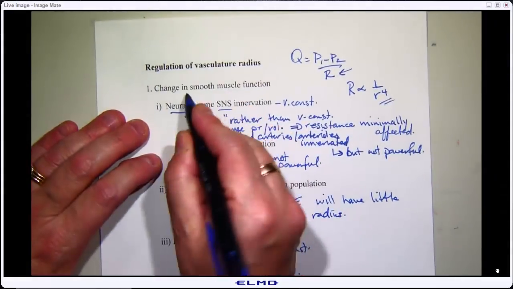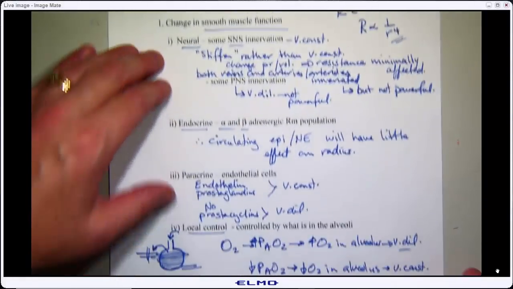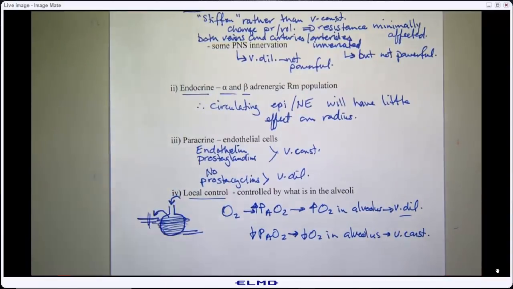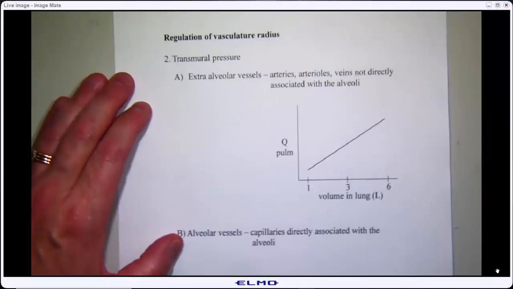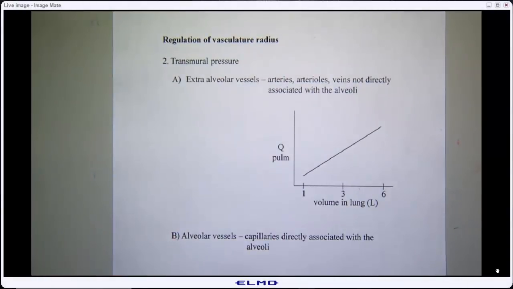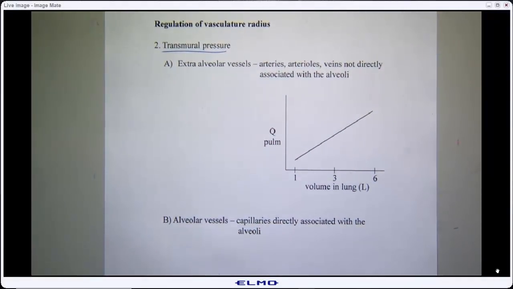Okay, so in terms of regulation of vascular radius, we can change smooth muscle function. So all of these four examples were going in and changing smooth muscle function, so we were going to get a change in diameter, or a change in stiffening of the vessel wall. But there are other ways that radius can be changed in these blood vessels because of where we put them. Okay? So our second way of regulating vascular radius is through transmural pressure.